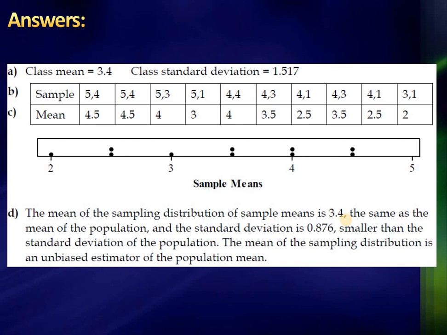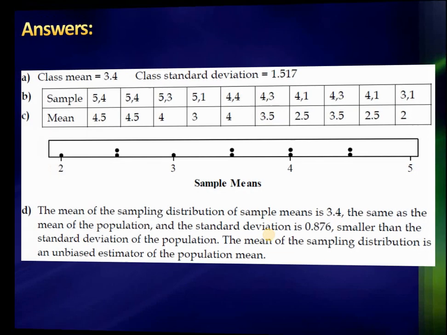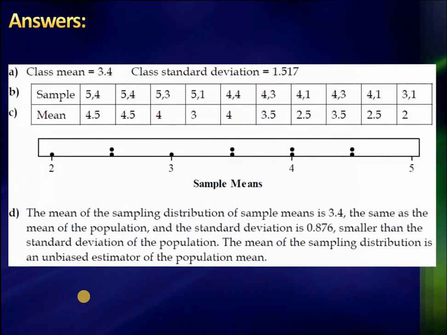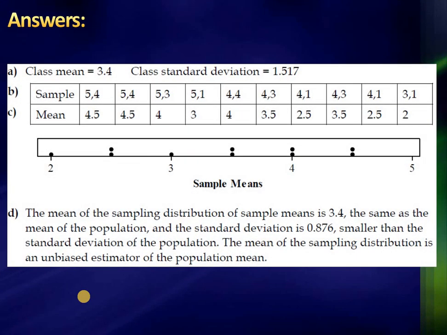And Part D was asking us to calculate how they compare, and do you think this is an unbiased estimation of the population mean? So we found all of the possible samples of size 2. We've graphed them here. Now when I go through and do that, did you get that your sample average was 3.4? So you're okay with that? How does that compare to what the overall actual average was? It's the exact same thing, right?